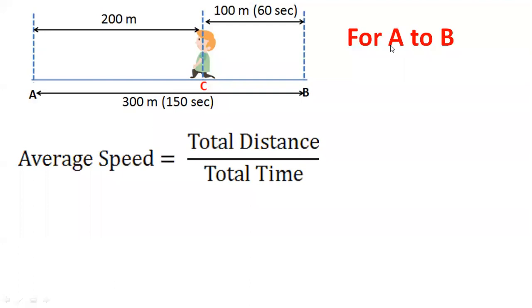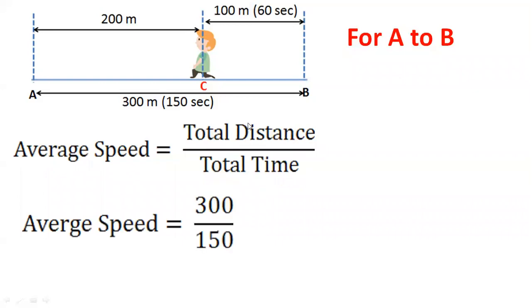We have to calculate only for A to B in the first case. Okay, forget about C. Just concentrate on A to B. Now what is the distance traveled for A to B? That is 300. And what is the time required? 150. So we can just put these values in this particular formula. What is going to be the total distance? 300 meter, right? That we already know from A to B. And what is time? 150 seconds.